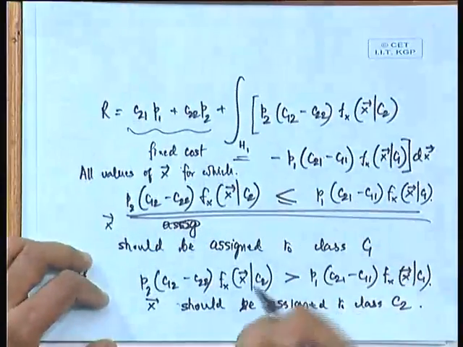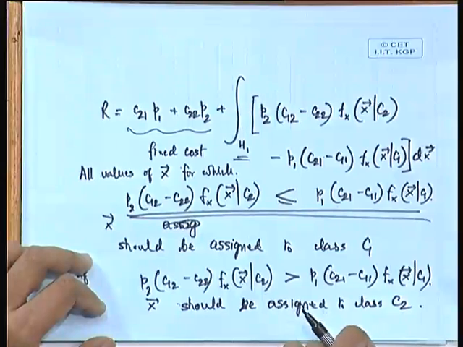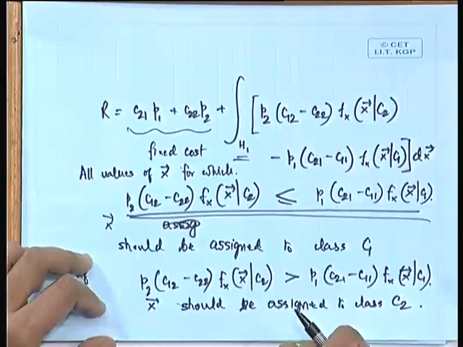Whether, yes, please. If both are equal, yes. Integration will be 0. The total risk is dependent on a priori probability. Yeah, so that's correct. Cost C21 is greater than C22. Yes, yes. Risk will always increase.